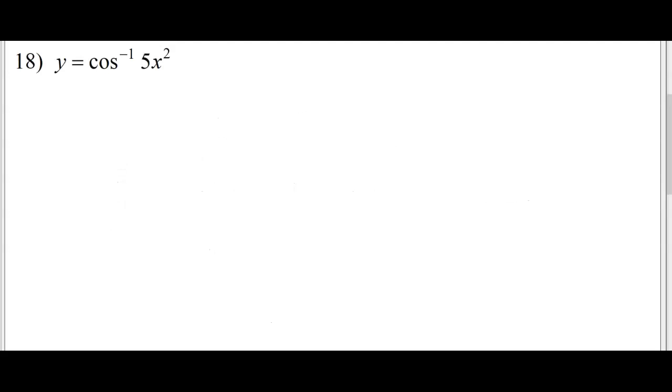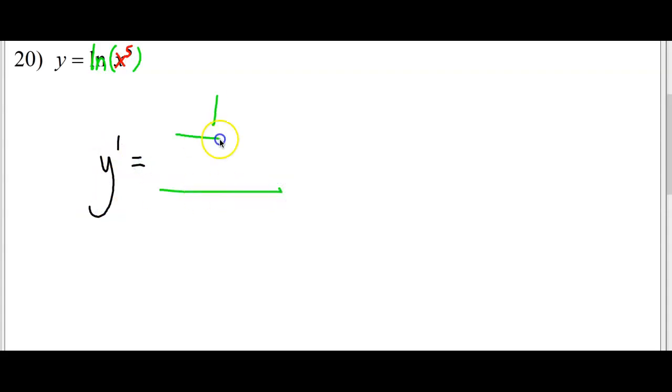All right, let's go ahead and move on to number 20, dealing with a natural log. Now, when it comes to natural logs, your outside function in this case will be the natural log itself, and your inside function will be the x to the 5th. So when you go to find your derivative, the derivative of the outside will be 1 over whatever the inside is, in this case, x to the 5th.